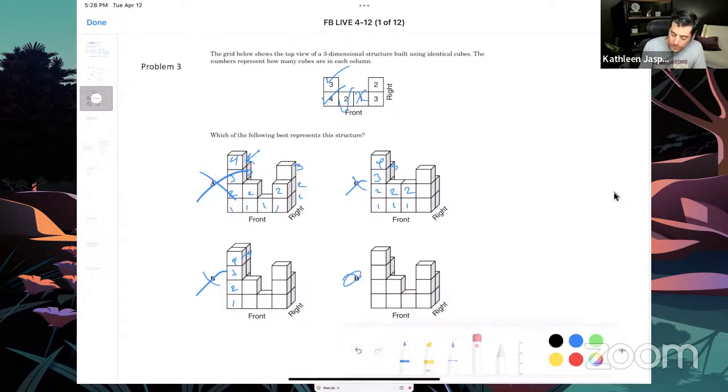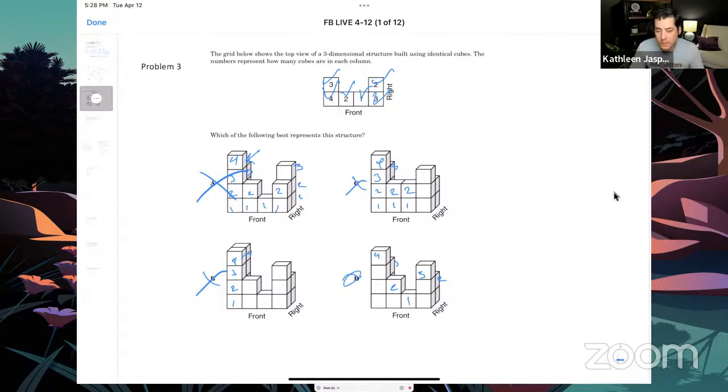And as we go through it, you can see we have 3, 4, right? Here's 3, here's 4, check, check. Here's 2, 1, check, check. Here's 3, and then 2 in the back, check, check. That's our answer.